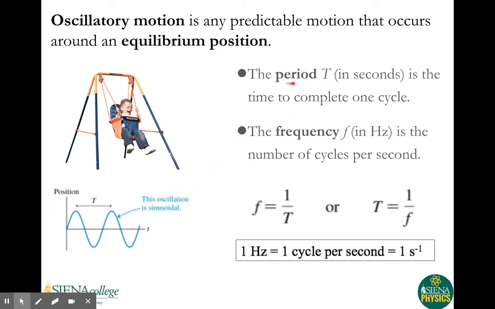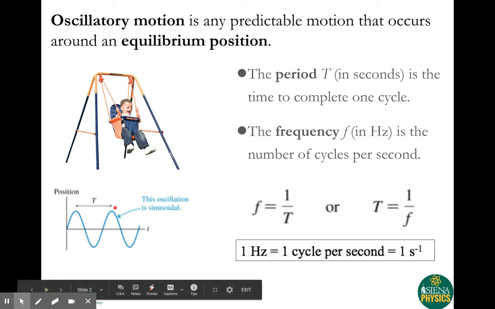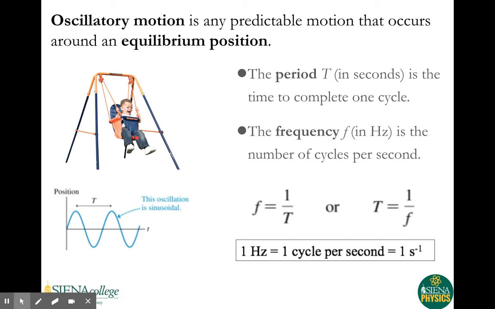So just to review some definitions, when we talk about oscillations, the period is the time to complete one cycle. So on this graph, from maximum down to minimum, back up to maximum again, will be a period. If you're on a swing, you start at the maximum height, go through the equilibrium position at the bottom, back up to max height, and then come back to the starting point. That is your period.